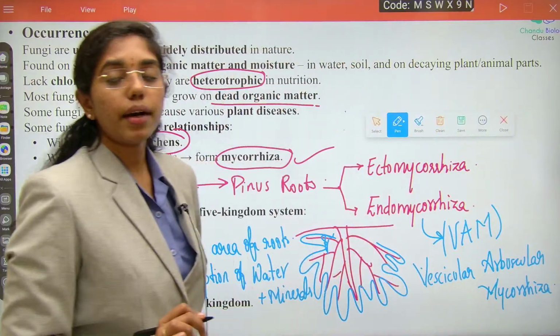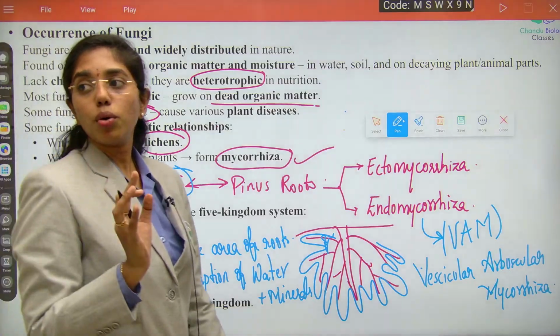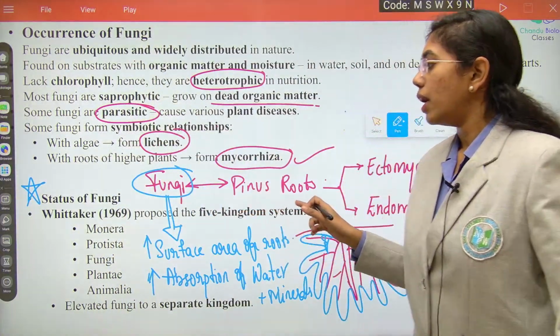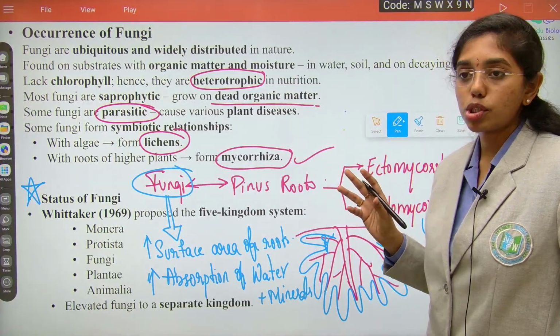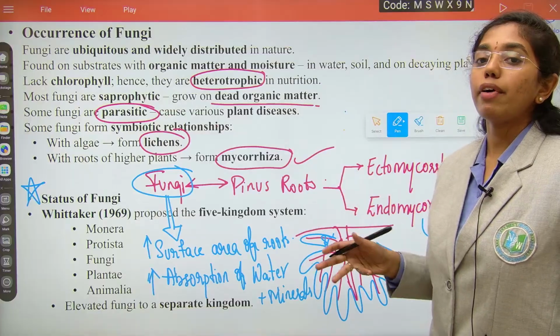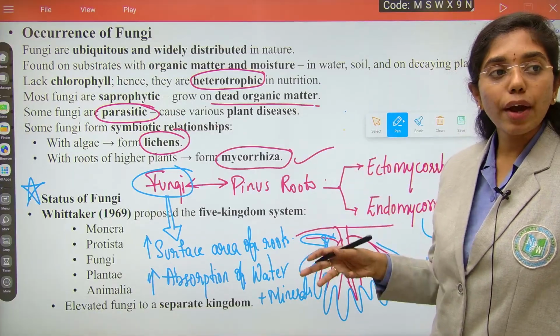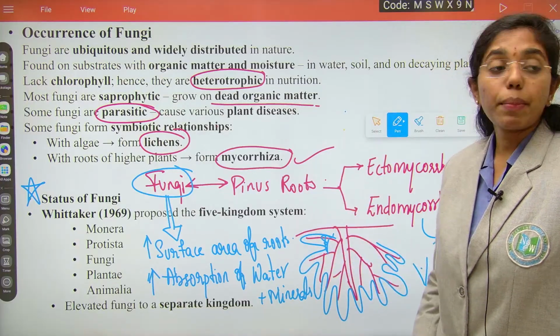Clear till here? Any doubts anywhere? Now, what is the status of fungi? Just now we recalled the two kingdom and five kingdom systems of classification. Whittaker in the year 1969 proposed the five kingdom system of classification, and fungi, being purely heterotrophic in nutrition with thalloid type of body organization, are put into a separate kingdom.